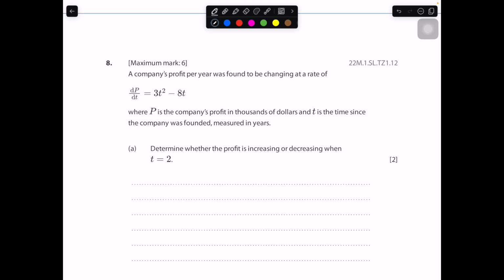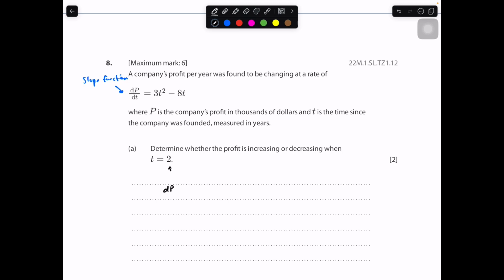Okay, so once again, this is our derivative or our slope function. It tells us the rate of change at a given point, so whether the function is increasing or decreasing, going up or going down at a given point. We should be able to substitute t is equal to 2 wherever we see a t, and we'll see whether we have a positive or negative value. If positive, it's increasing, and if it's negative, then we have a negative slope and it's decreasing. So let's substitute t into here.